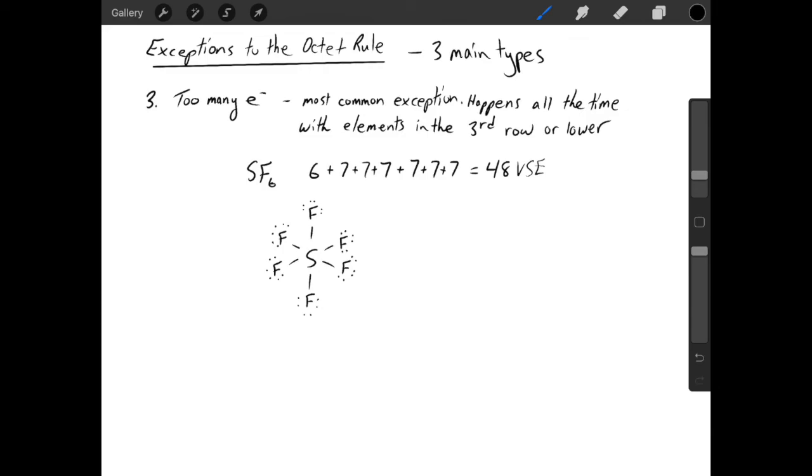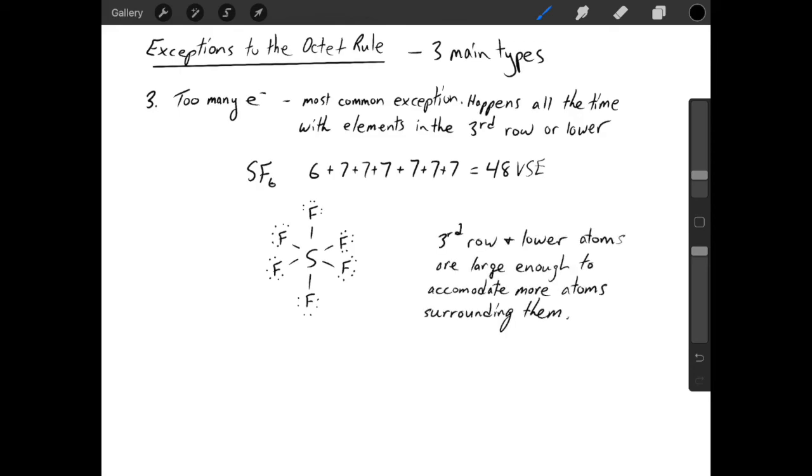And the reason this can happen is because atoms that are in the third row and further down are just big enough that you can jam more stuff around them. And the smaller atoms, so anything in the second row or first row, are just too small. So if you wanted to have something like hydrogen with a bunch of atoms around it, even disregarding the fact that it doesn't have the orbitals required to hold those electrons, you just couldn't put them around it because hydrogen is so tiny.